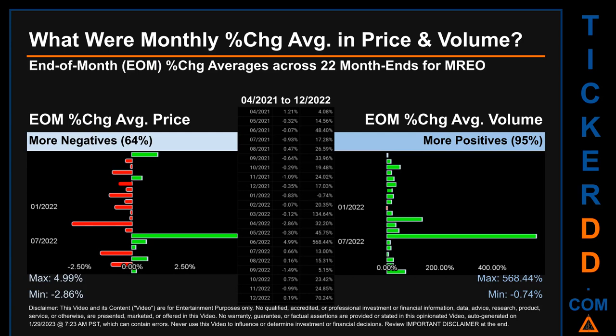Price saw an end-of-month max of 4.99% in average percentage change along with a minimum of -2.86%. For volume, the maximum and the minimum monthly percentage change were respectively 568.44% and -0.74%.